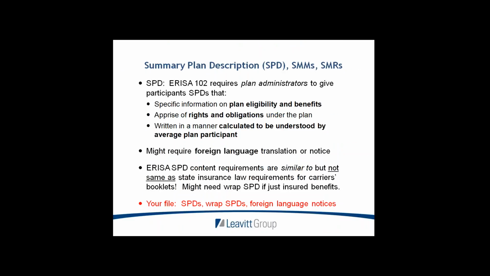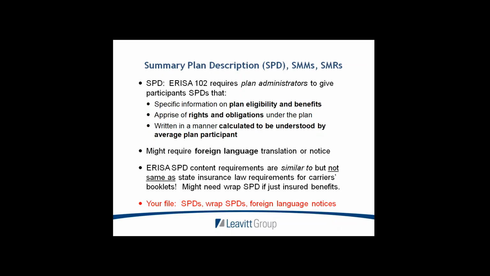a few years. The second area on the Department of Labor list is summary plan descriptions, or SPDs, and SMMs, summary of material modification, and SMRs, summary of material reductions. So the first, the SPD requirement, ERISA 102: plan administrators have to give participants SPDs that tell them about their eligibility and benefits and their rights and obligations under the plan, and it should be reasonably calculated to be understood by the average plan participant.